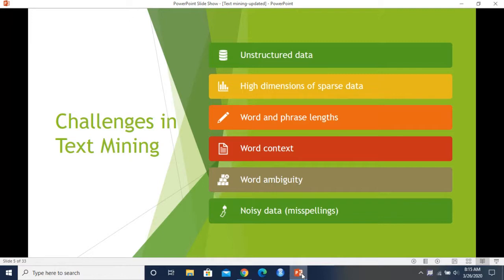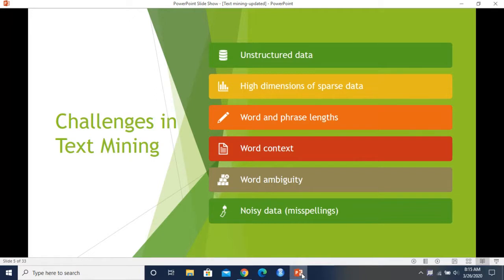Text mining can examine single words or phrases, which can complicate how the text is analyzed. The context of how a word is used changes the meaning of the word, hence, contextual analysis will be needed in order to gain more information about the text we are interested in.